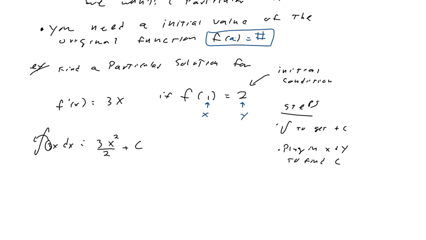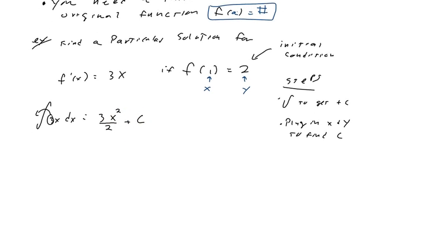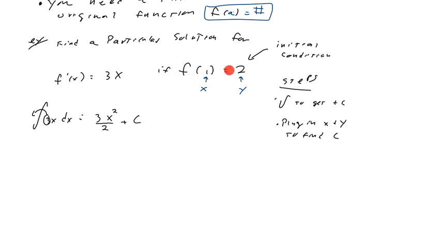Okay? So there's my integral, my general integral: 3x squared over 2 plus c. So that's the general equation, my general indefinite integral. If I want to find a specific answer, though, I know this initial condition now. I know that if I plug a 1 into this equation, the answer is going to be a 2. That is what my initial condition tells me.